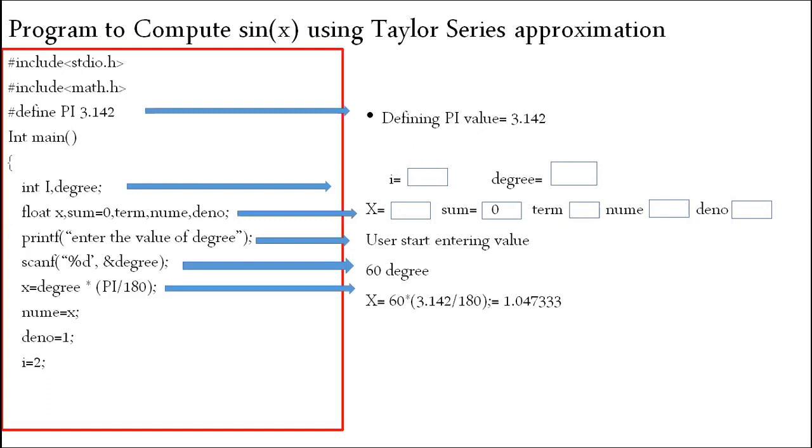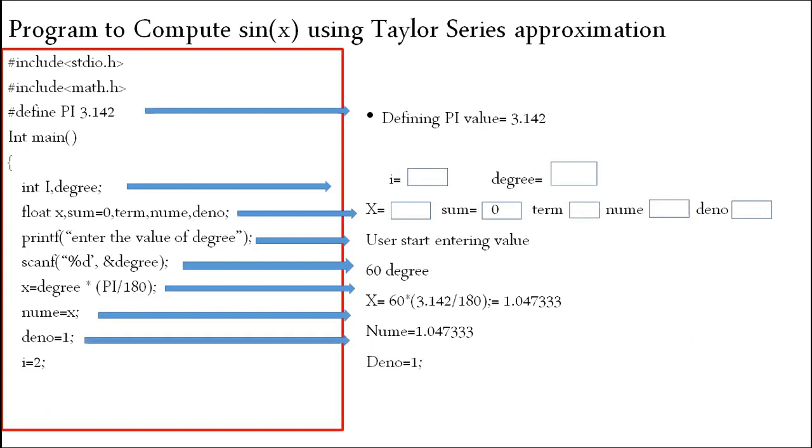Next, in my formula, sine of x is equal to, first I'll get x. For that, the numerator is x only, x to the power of 1, it remains constant. That's why I'm initializing my numerator equal to x. Whatever value is there in x will remain constant for my first term with respect to the formula, that is plus x. So x, again the value 1.047333, is assigned as the numerator. And for that, the denominator is 1 factorial. The meaning of 1 factorial is 1. So I'm initializing the denominator as 1.